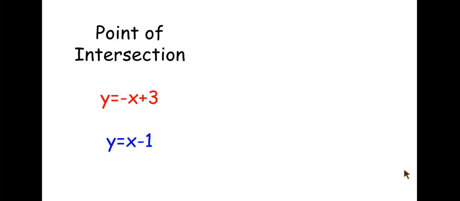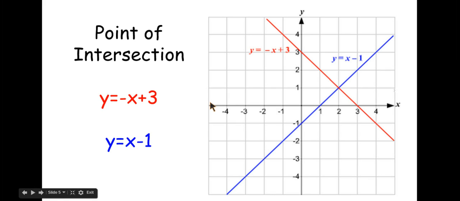We're going to start by finding the point of intersection of these two lines. We've got y equals negative x plus 3 and y equals x minus 1. First, we're going to graph these two equations on the same plane, and we're going to see where they cross. So here we've got y equals negative x plus 3. So this red line is going in the negative direction, and this blue line is going in the positive direction, y equals x minus 1. These two lines cross at 2, 1. So that is their point of intersection.